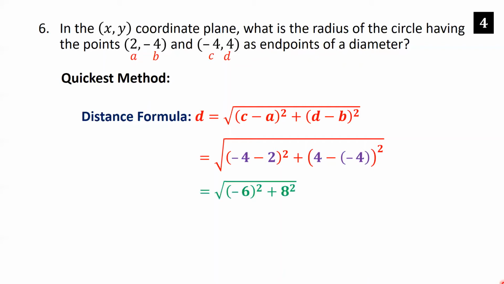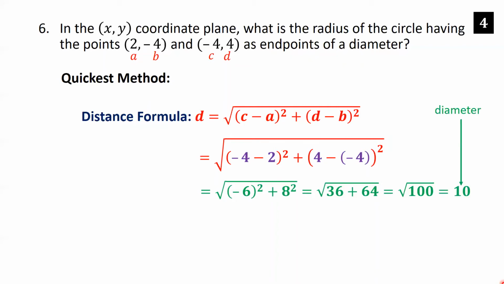And let's see, -4 minus 2 is -6. 4 minus -4 is 4 plus 4, which is 8. So we get the square root of 36 plus 64, which is root 100, or 10. That's the diameter of the circle. Once again, we want the radius of the circle, so that's half the diameter, which is 5.